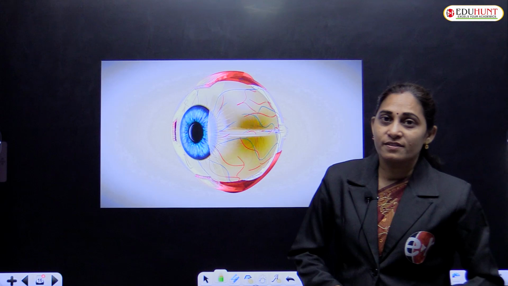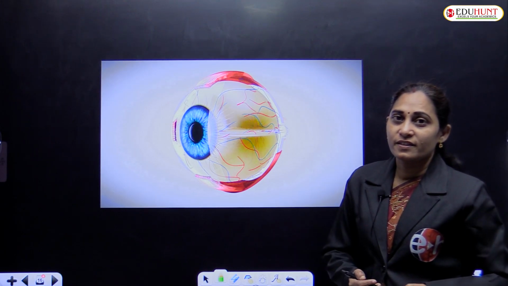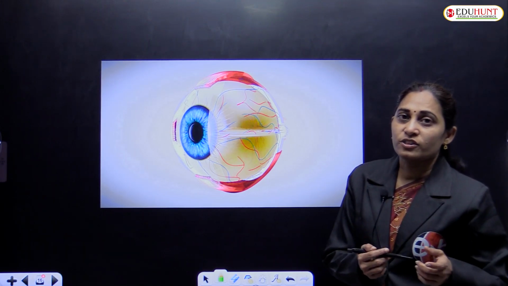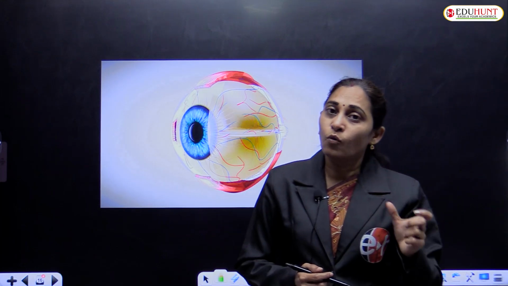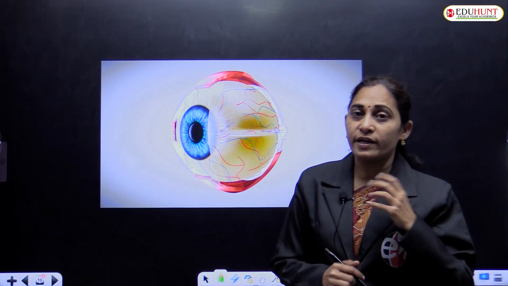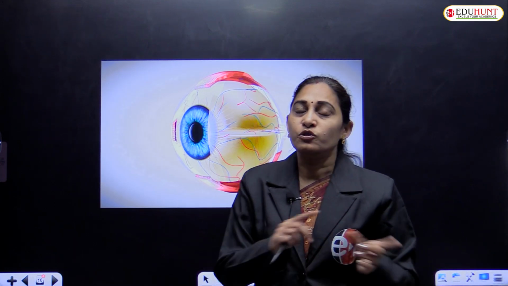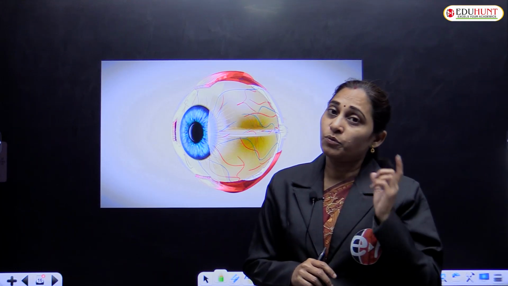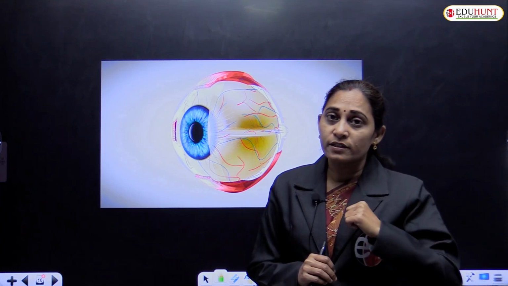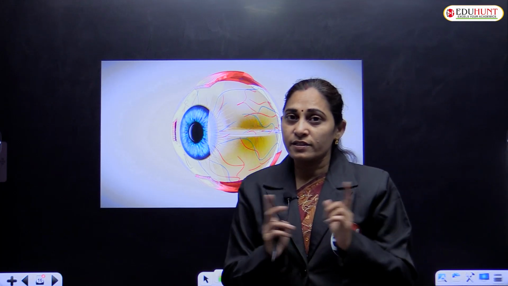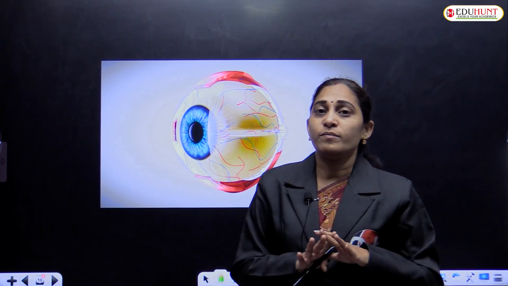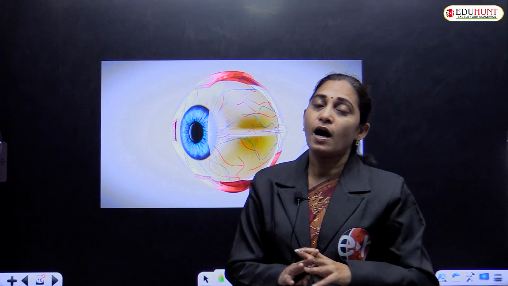We have discussed previously about the structure of the eye regarding its movement, how an eye moves, how an eye rotates, and what are the muscles that help the eyeball to rotate in all directions, that is from left to right, right to left, downwards and upwards. In these directions, we can move our eyeball.